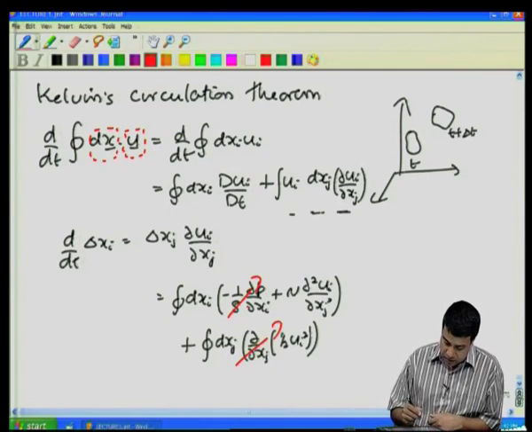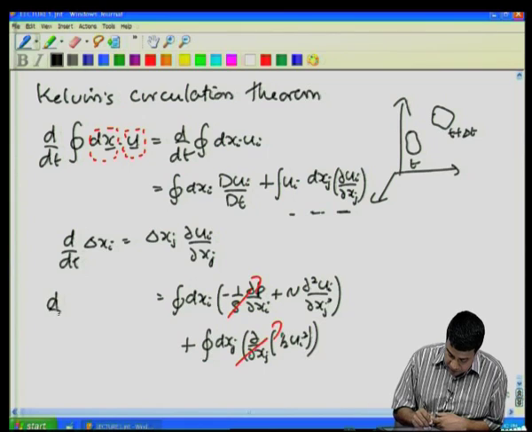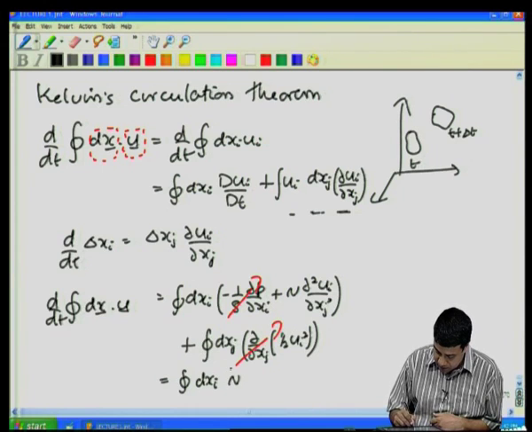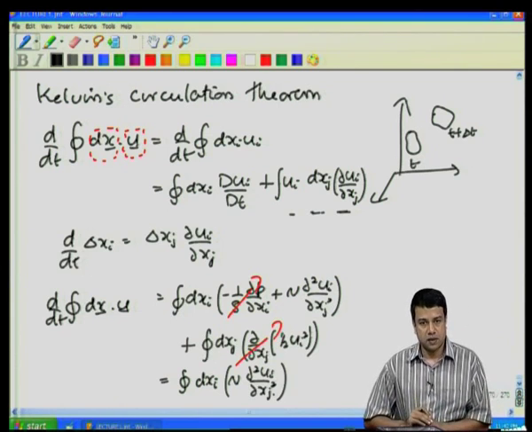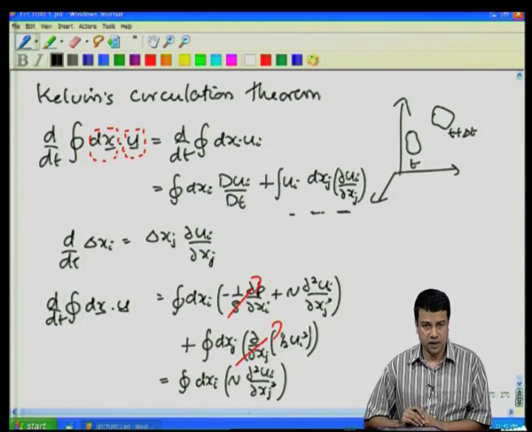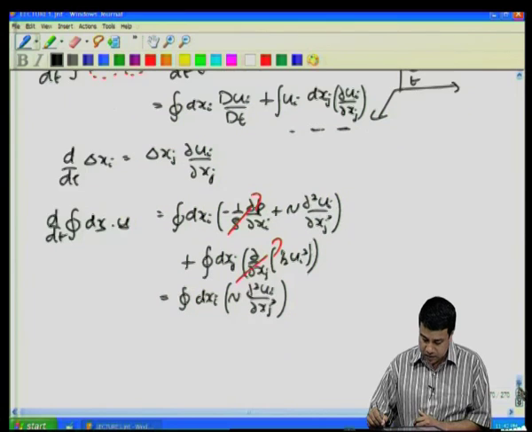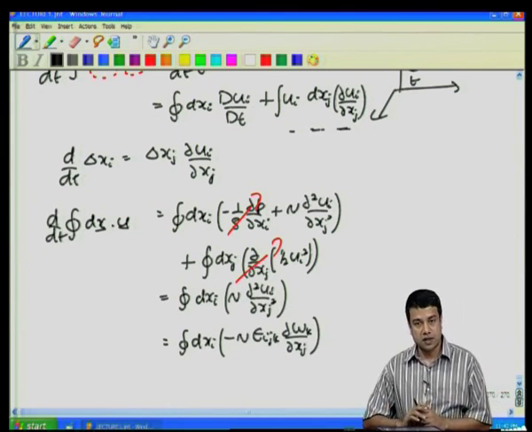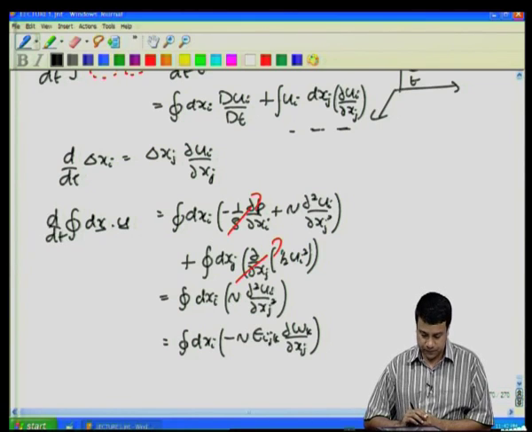So, therefore, you find that the rate of change of the circulation ultimately just becomes equal to integral dxi of the kinematic viscosity times partial square ui by partial xj square, which is equal to the kinematic viscosity times the del square of u. If you recall, we had also written this as equal to integral dxi of minus nu epsilon ijk partial omega k by partial xj. Del square u is minus curl of the vorticity.